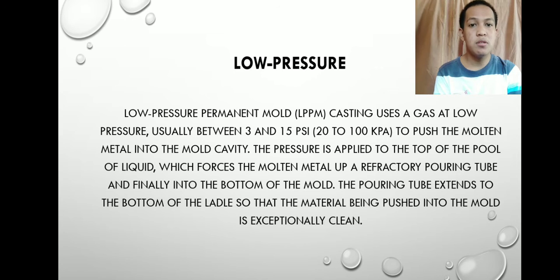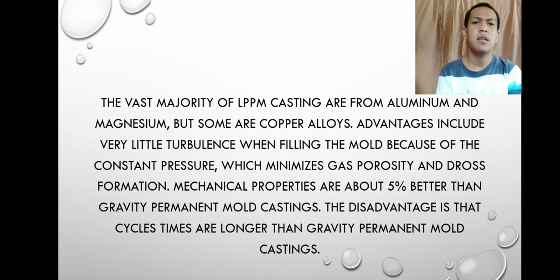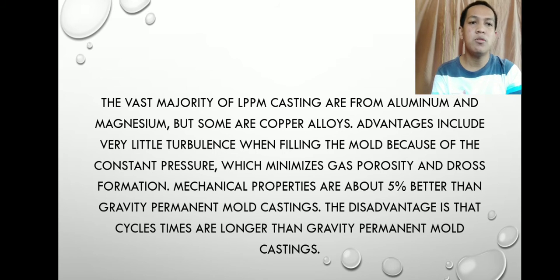The pouring tube extends to the bottom of the ladle so that the material being pushed into the mold is exceptionally clean. The vast majority of LPPM castings are from aluminum and magnesium, but some are copper alloys.